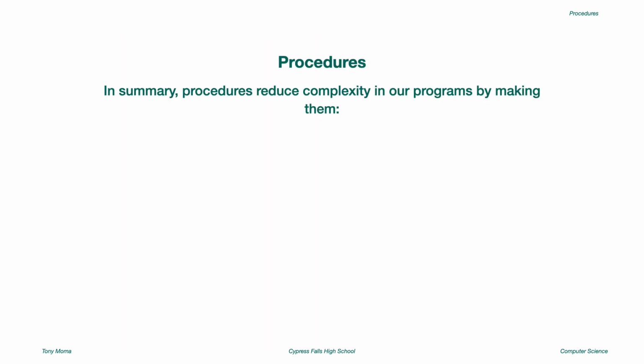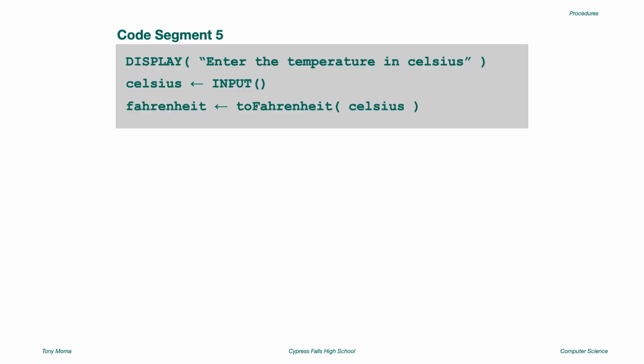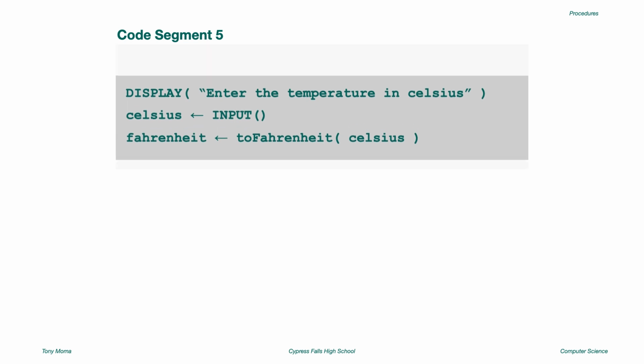In summary, procedures reduce complexity in our programs by making them 1. Easier to read, 2. Easier to remember, and 3. More concise. That all being said, now that we've discussed why we use procedures in our programs, let's now discuss how to create them. In case you're not aware, the toFahrenheit procedure is not a procedure that's already provided to us by the College Board, the way the input command or the display command is provided to us. No, toFahrenheit doesn't exist. The only way it can exist is if we create it. So how do we create it?